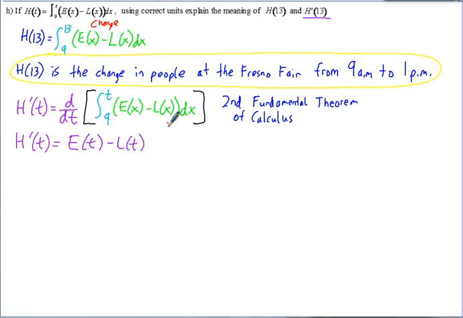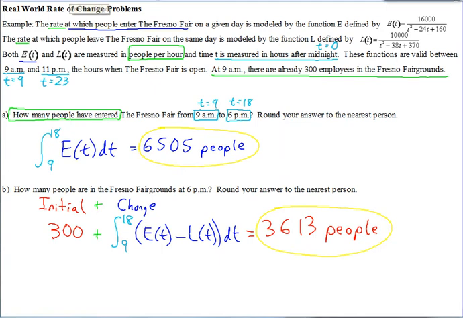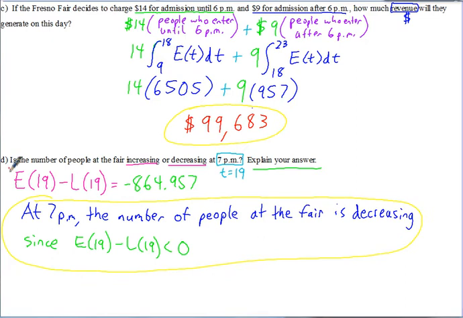And now let's see what happens when you plug in 13. So now, it's just at one specific time instead of a whole interval. And remember, this is our overall derivative, so it's very similar to a previous part we did. Look back at part D here. And we did E of 19 minus L of 19. That told us whether the number of people in the fair is increasing or decreasing. Because it was the overall rate of change at that one specific time. And that's what this one is also.